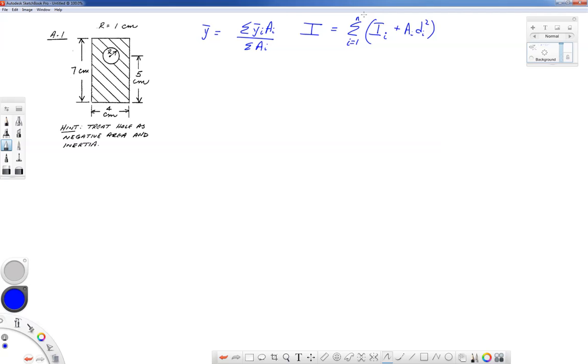All right, so that sounds kind of confusing at first, but let's break it down and take a look at this specific problem, and then we'll look at the other two that are on the handout as well and calculate both their y bars and their moments of inertia.